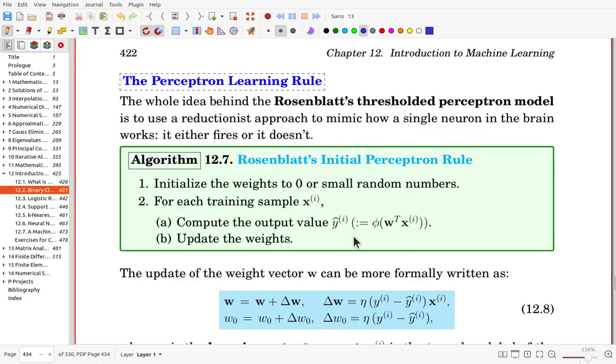Okay, here we have the Perceptron learning rule. It's given in this way.